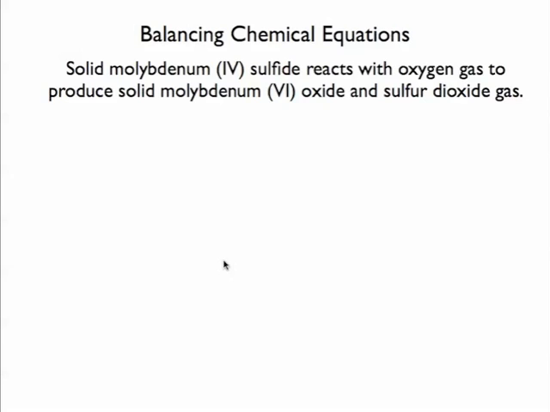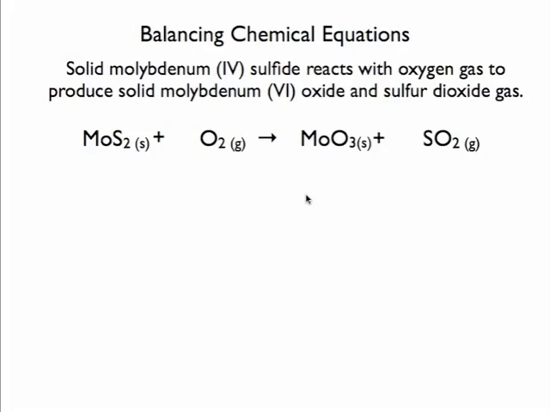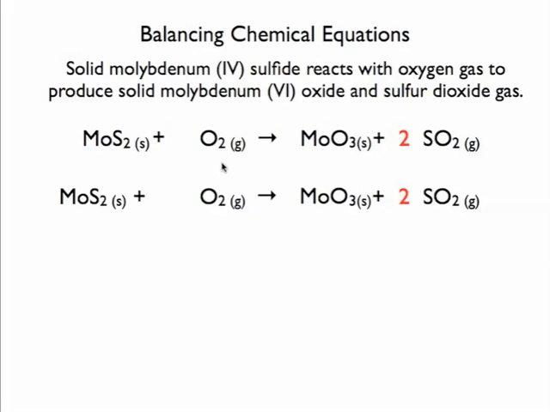Last reaction. Write down the chemical formulas for each of the compounds shown here. Okay, we've got molybdenum 4 sulfide reacting with oxygen gas, to produce solid molybdenum 6 oxide plus sulfur dioxide gas. Okay, we're going to first look at the Mo, which is balanced. Oxygen is on its own, so we'll look at sulfur next. And we need 2 sulfur atoms in the sulfur dioxide.